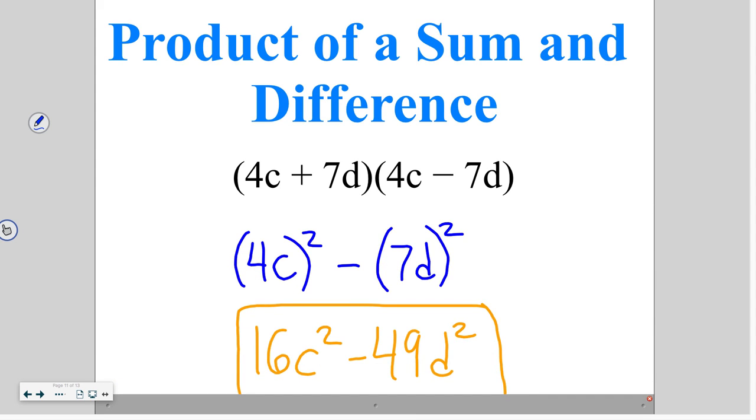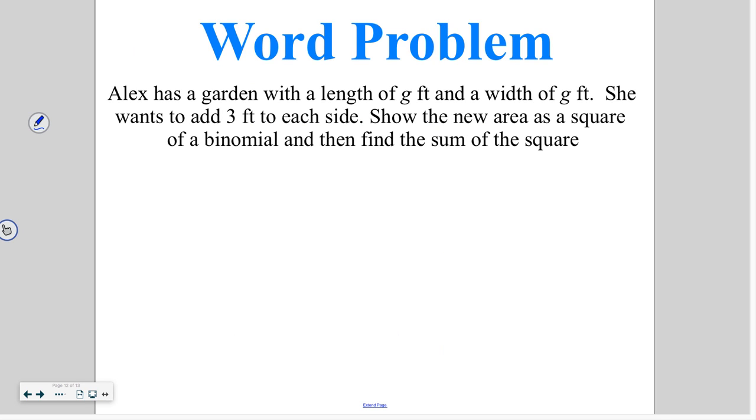We got 4c squared minus 7d squared, which gives me 16c squared minus 49d squared. Lastly, we have a word problem. Alex has a garden with a length of g feet and a width of g feet. She wants to add 3 feet to each side. Show the new area of the square of a binomial, and then find the sum of the square. So we're talking about her garden, which has length g and width g. She wants to add 3 feet onto each.